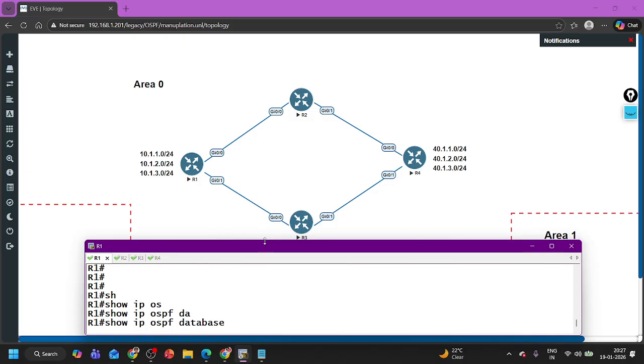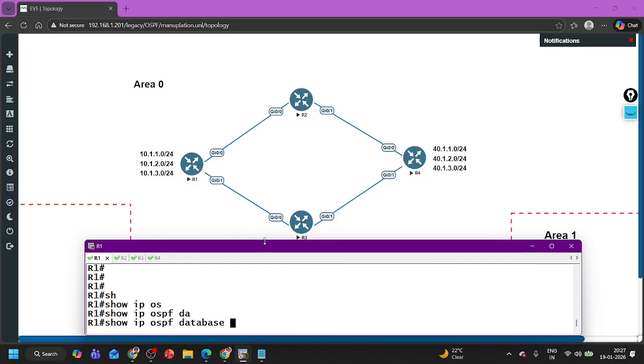There will be only one type of LSA, router LSA, right? In the database, there will be no LSA 2. Okay, DR is not there. Only the DR router generates LSA 2. And how many router LSA 1 will be there? 4, sir, because we have 4 routers in the OSPF domain, and we know all the routers in an OSPF domain generate LSA 1. LSA 1 cannot cross the area.